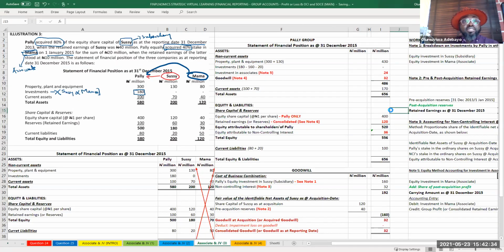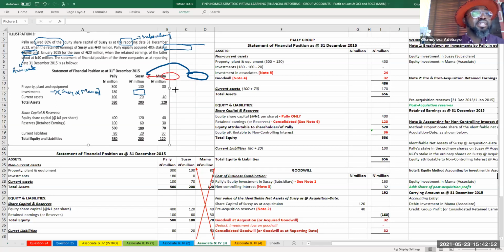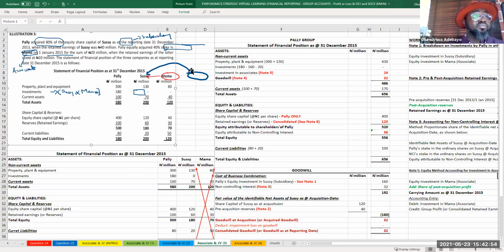Now, this is the system you use to account for your equity stake in an associate. You don't consolidate an associate. You equity account for your stake in associates.